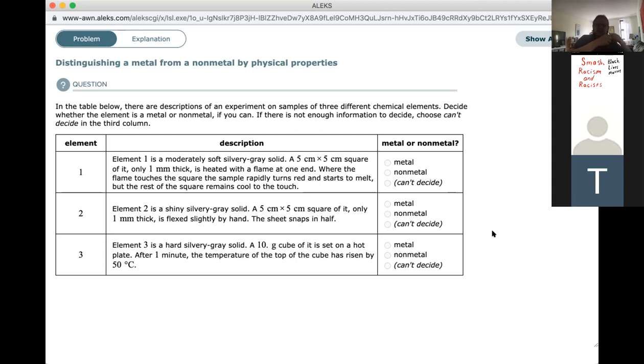I would say you can't decide. It could be a metal because it got hotter at the top. But since they took a whole minute to do it, that's a long time. Even a nonmetal might conduct heat that well after a minute. If it said after a second, I would say it's most likely a metal. But after a minute, it could be either. So you probably can't decide with that one.